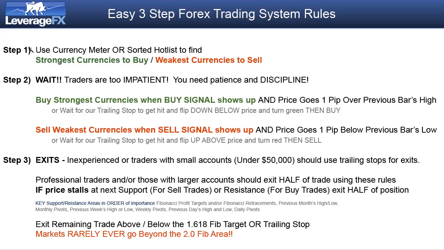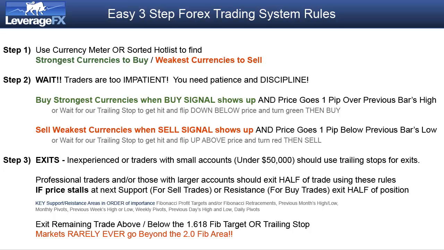So by finding the strongest currencies and waiting, then you just simply wait for buy signals. And you buy once the signal shows up when the price goes 1 pip above the previous bar's high. Or if you're not so sure about the trade, wait for the trailing stop to get hit and flip below price and turn green, then buy. You can avoid a lot of losses by waiting for the trailing stop to get hit. Or for the weak currencies, you sell when a sell signal shows up and price goes 1 pip below the previous bar's low.